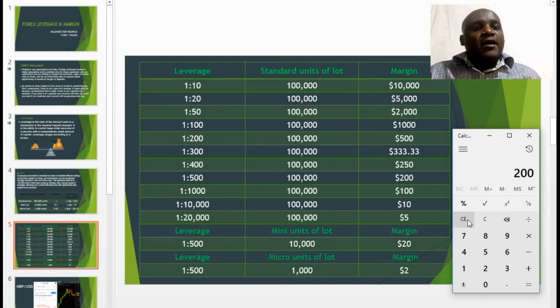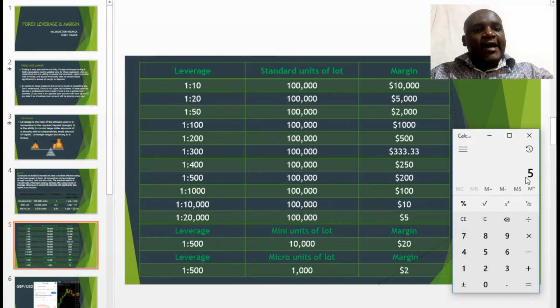Again, if I open a standard account with a broker offering me a leverage of 1 to 2,000, what is the minimum amount that I should deposit? It is 100,000, the standard lot units, divided by 2,000. It's going to give me $50. So I'm expected to deposit $50 in this account.